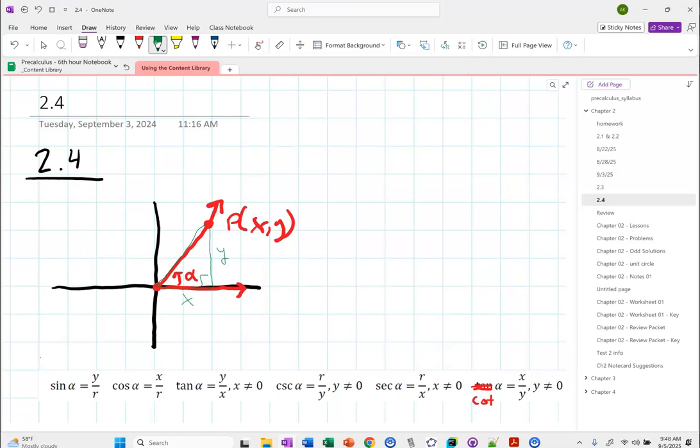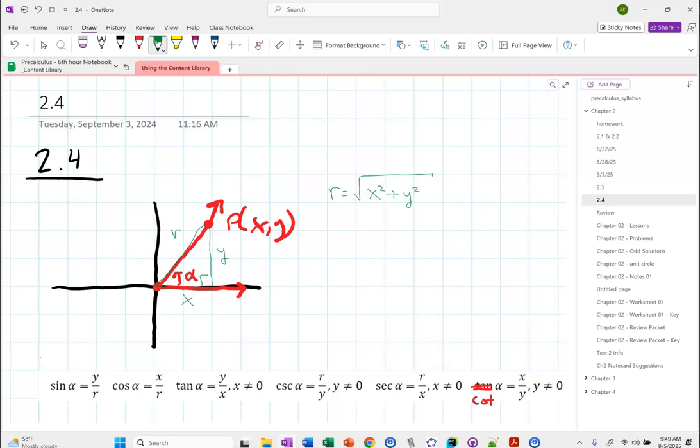Everybody good? Nothing tricky here, right? Now the third side, the hypotenuse, I'm going to call that r. And I know that r is going to be equal to the square root of x squared plus y squared. Where's that coming from? That's just the Pythagorean theorem, right?